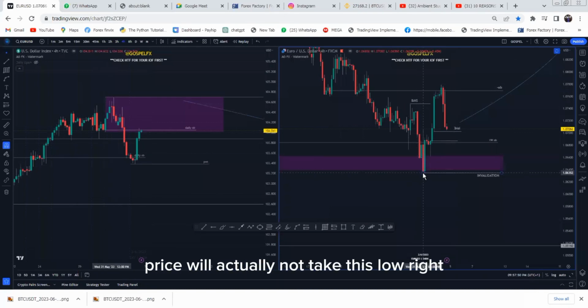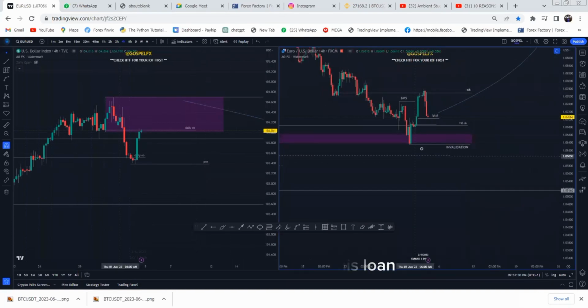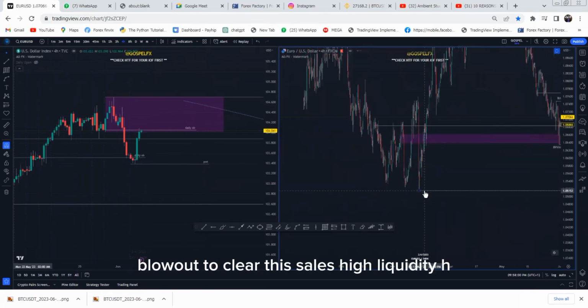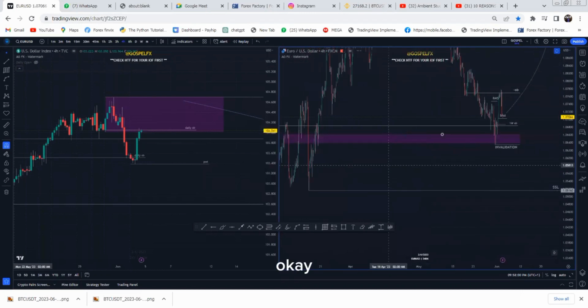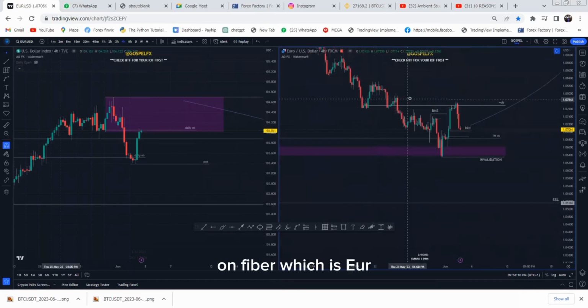Price should actually not take this low, right? Breaking this order block here. If we should take this low, then we might want to see price drop lower to clear this sell side liquidity here. Okay, so that's what we're expecting on Fiber, which is Euro USD.